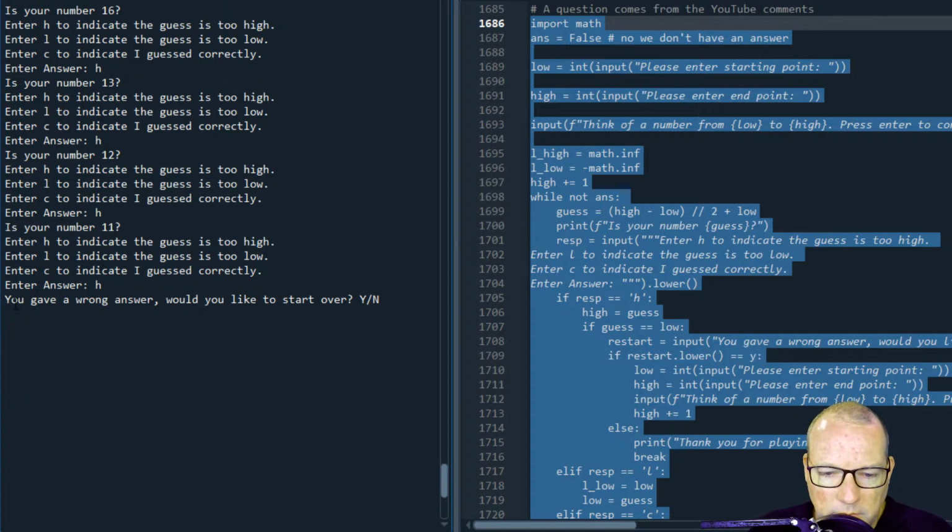Please enter blah blah blah. You have guessed, you gave a wrong answer. Would you like to start over? Yes. Ooh, we need to fix that. I do not like that. Does everybody know why this is doing this? So that's not very clear, and that should not have happened. And apparently I have this backwards. Okay.